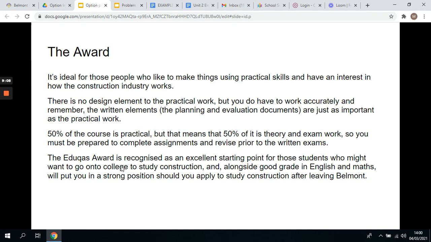But if you'd like to do practical work and you're thinking about going into construction, either as a practical person or as a manager or as a technical and professional person, then it might be something that's of interest to you.